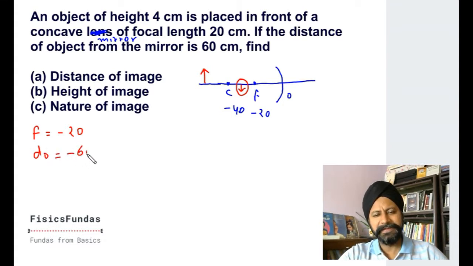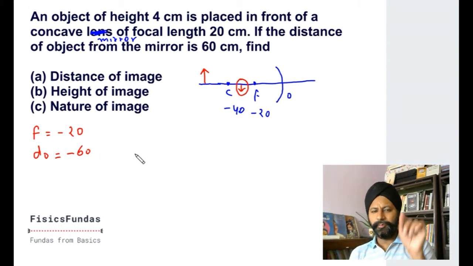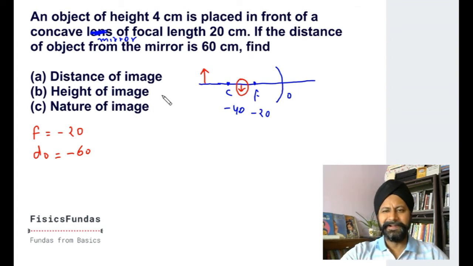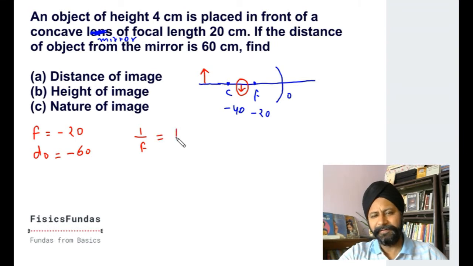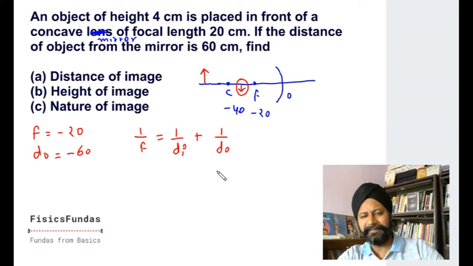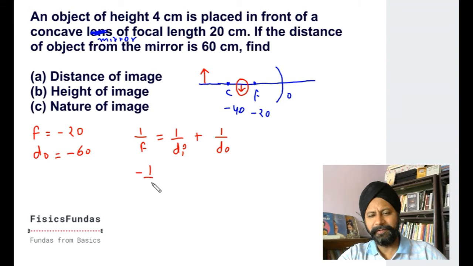And obviously it's always a good idea, even if it is positive, to put a plus sign there so that you know you have considered the plus and the minus. You have to find the distance of the image. Right? So let's use the mirror formula. 1 over f is equal to 1 over di plus 1 over do. Simple, that's it. Just plug in the values. So negative 1 over 20 is equal to 1 over di, which I do not even know, I have to find that, plus 1 over do.